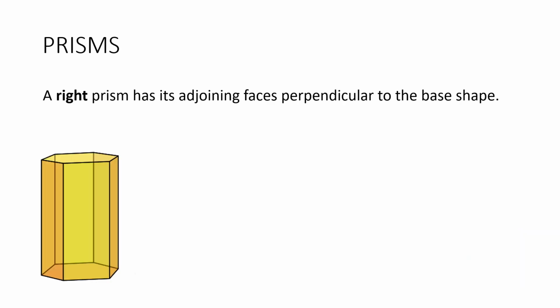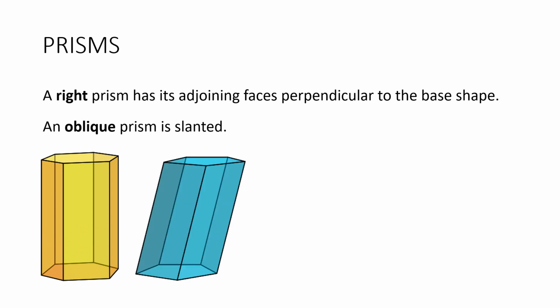Now there are two types of prisms. There's a right prism and it has all of its adjoining faces perpendicular to the base shape. And there's an oblique prism and it's slanted. And we're not going to cover this one in this course.